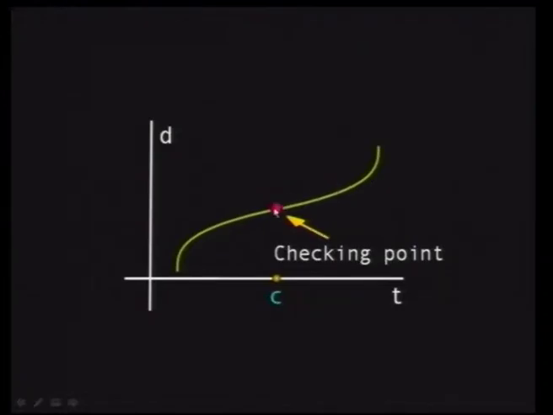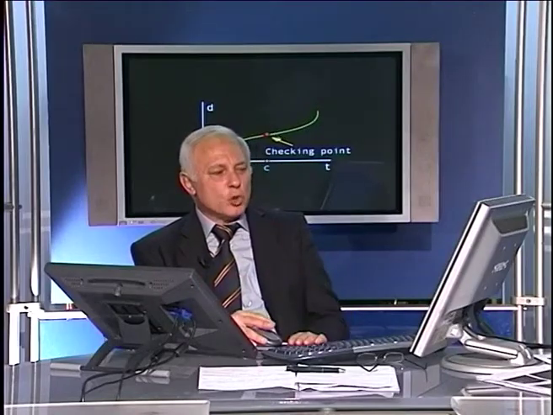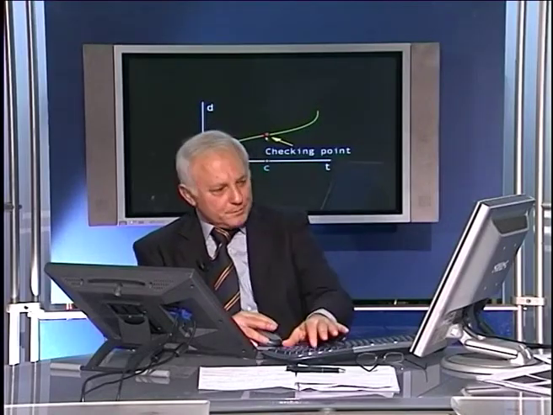And you find that this point isolates the two regions. Here you have d double dash, the second derivative of your distance, negative, whereas here it's positive. So we call this concave downwards and this is concave upwards, and this is the point which isolates both regions. So this becomes an inflection point.